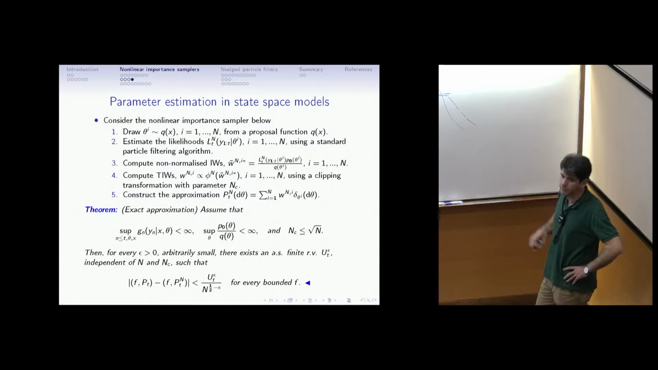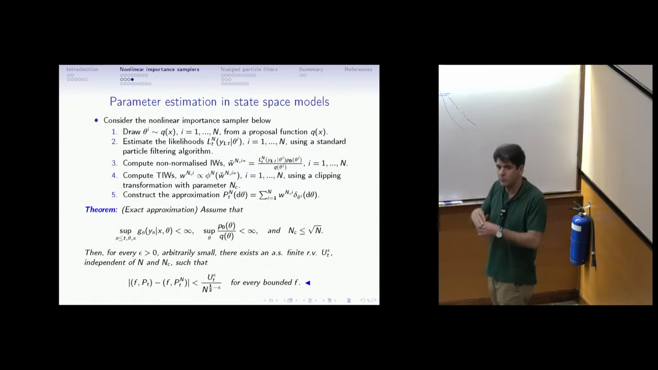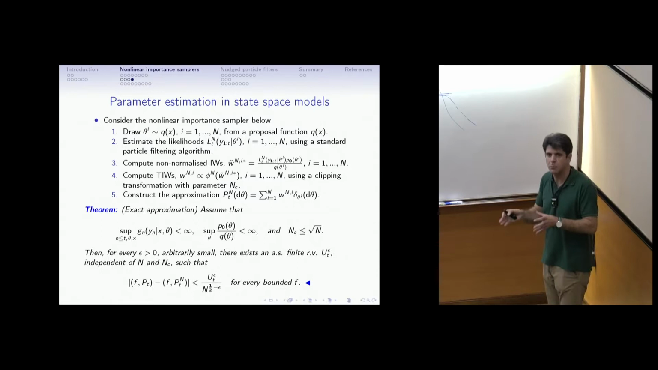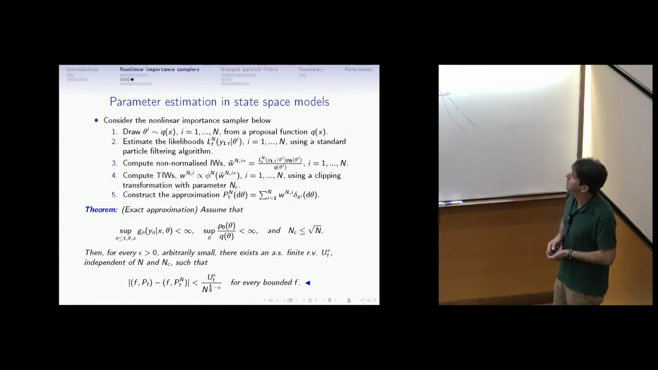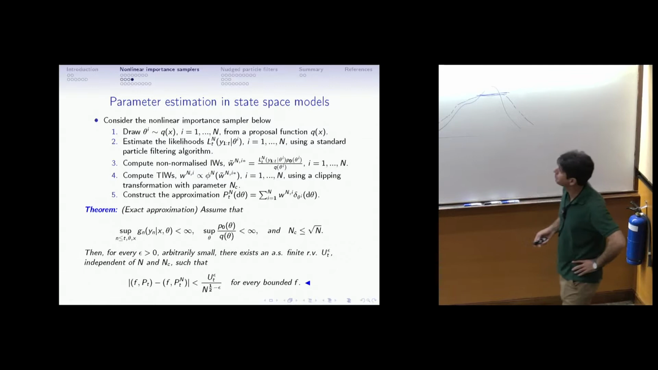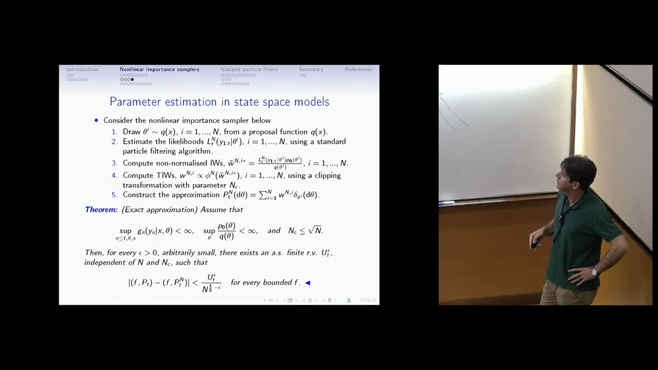So if the likelihood G in the state space model is bounded, and the ratio between the prior for the parameter and the proposal is bounded, and you choose the number of samples to be clipped to be up to the square root of the total number of samples, so the same condition as before, then we again have convergence with the usual Monte Carlo rate of the square root of the number of samples. Okay? So again, I'm not showing that this is any better than a standard importance sampler. I'm just showing that things keep working properly when you apply this transformation, even if it introduces additional bias. So this is an exact approximation theorem. Even despite the errors in the computations of the likelihood, you still converge to the true integral you want to approximate.